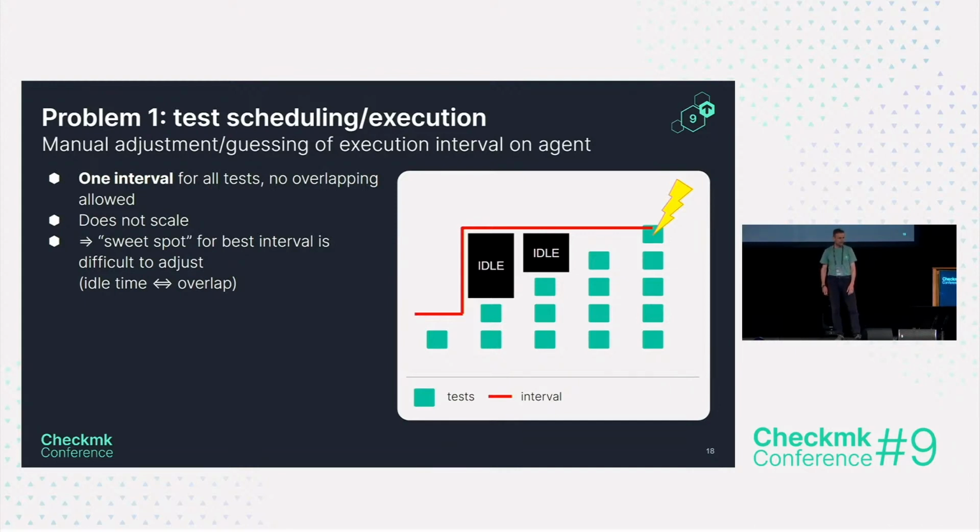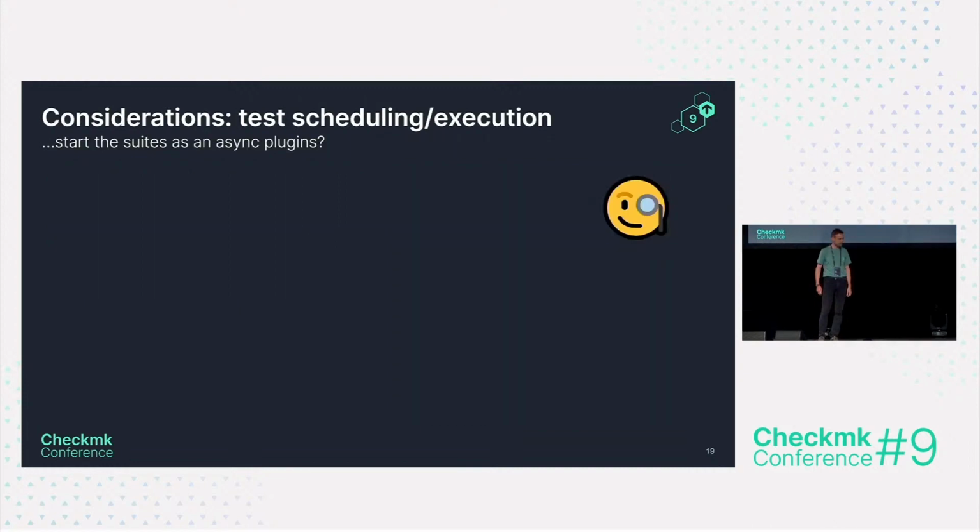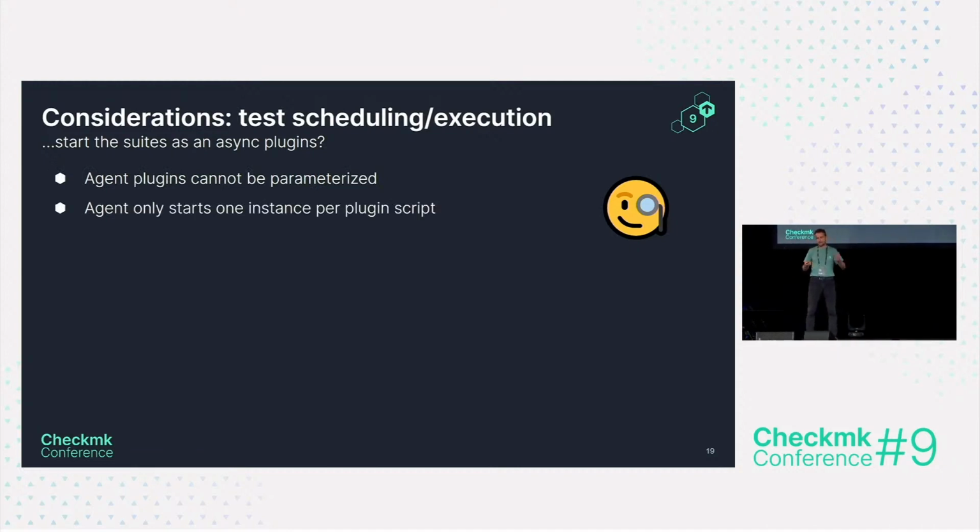And a question I always got in the past was, if starting a series of suites is a problem, why can't we execute the suites individually as asynchronous plugins? There are a few reasons not to do this. How should the plugin know which suite to start? I didn't want to use MRPE for that. The Checkmk agent cannot start a plugin multiple times. What should I do if I need individual intervals? I would have to duplicate the same plugin multiple times, but this is ugly.